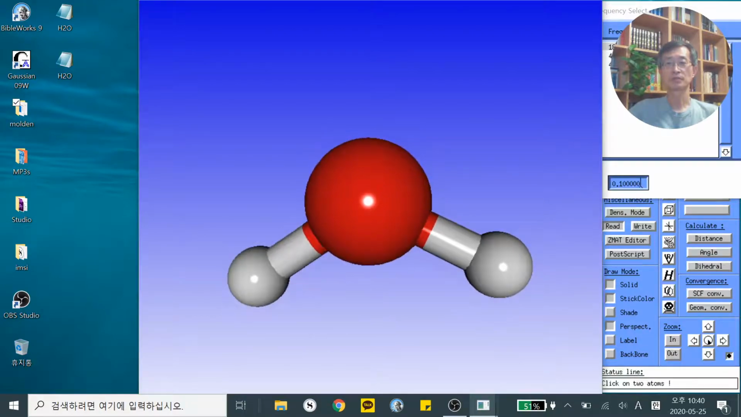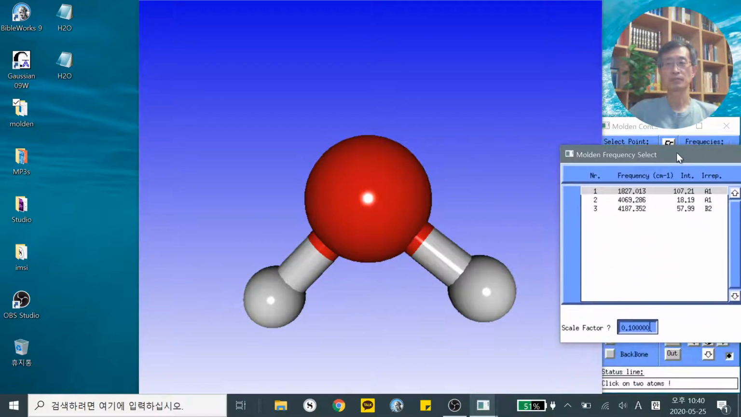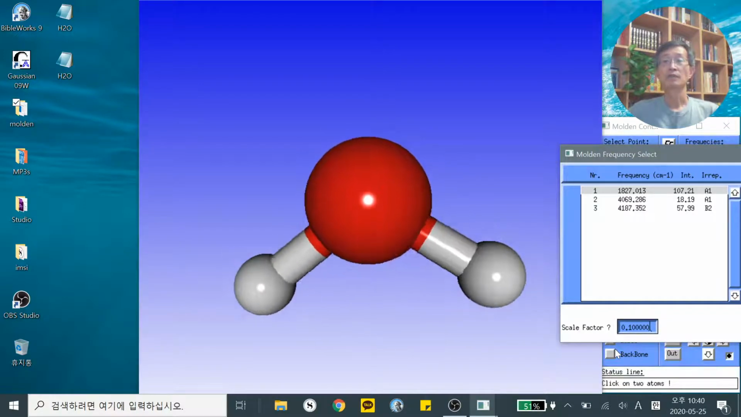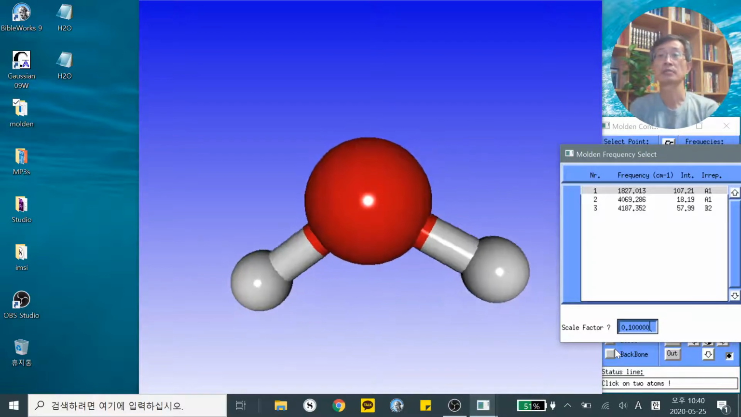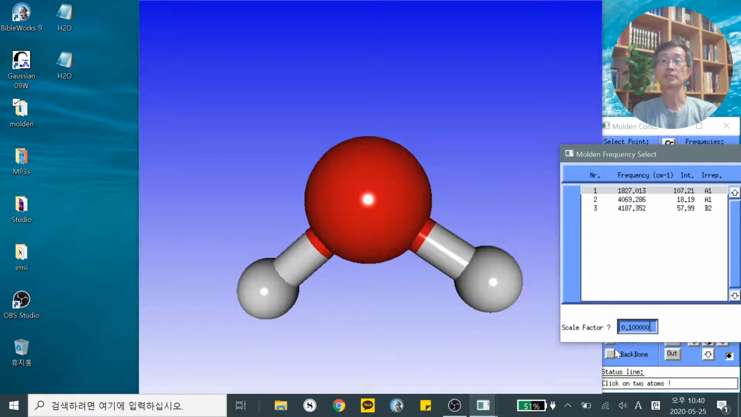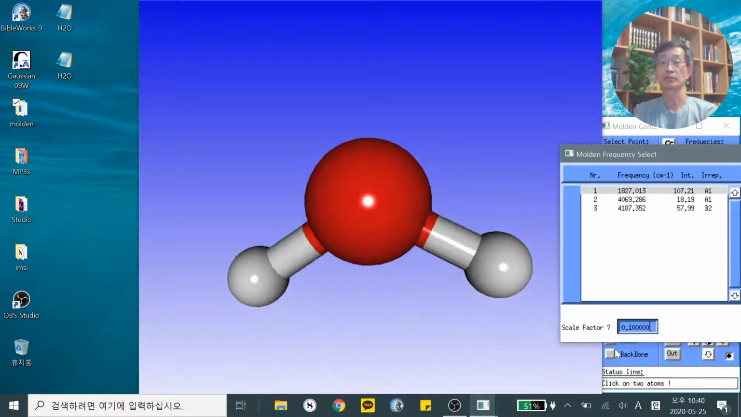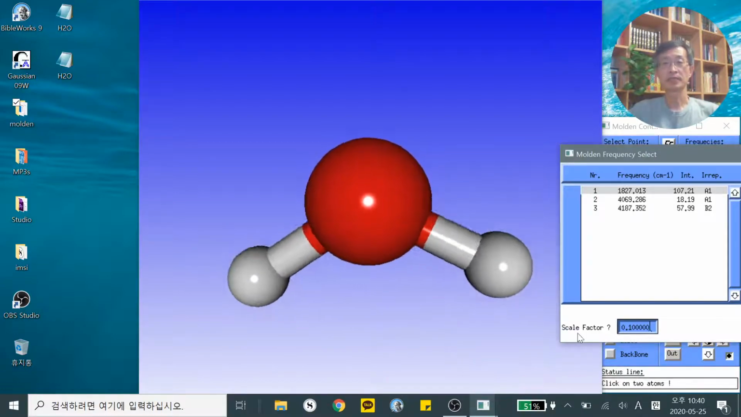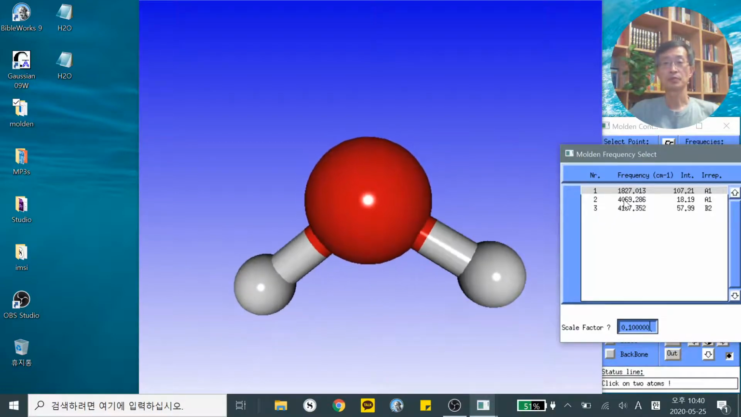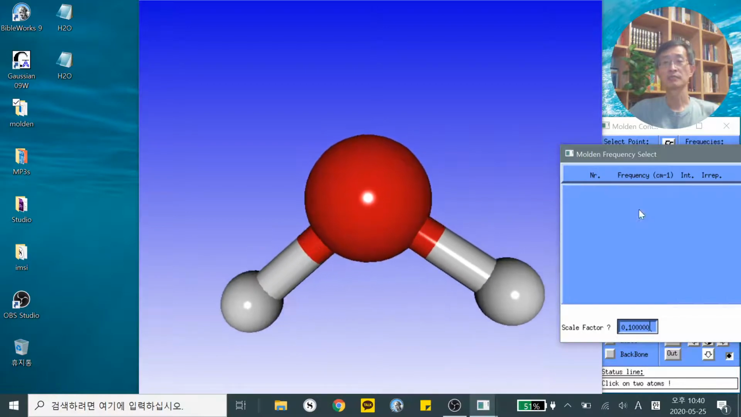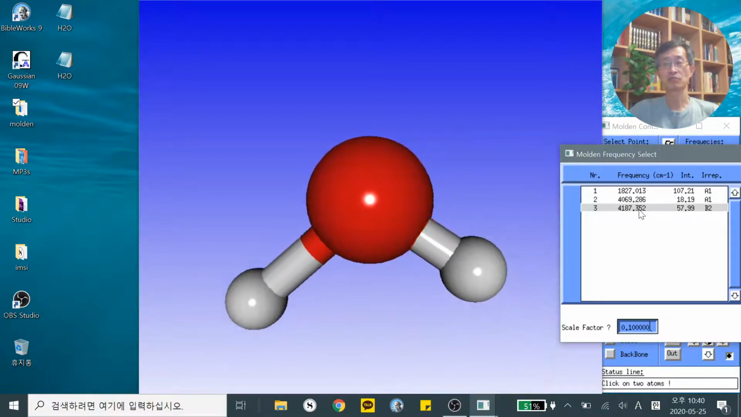I see, you don't see it. Okay, let me just move it down so that it is symmetric. Yeah, symmetric bending at a frequency of 1827 wave numbers. Okay, it's a very strong intensity. And that is also A1 symmetric bending. And this one is weak, which is symmetric stretching. And this one is a little bit stronger, which is anti-symmetric stretching.